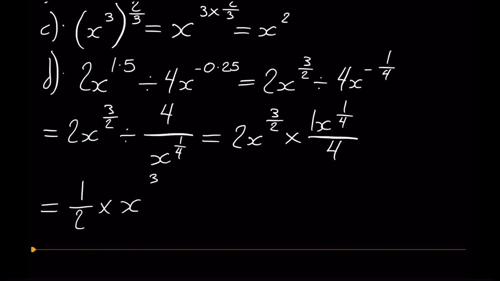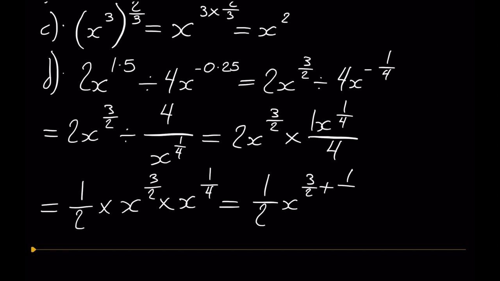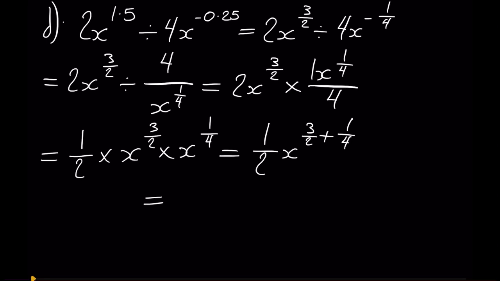So we'll get x raised to the power 3 over 2, and we can rewrite this as half x raised to the power 3 over 2 plus 1 over 4, which is equal to half x raised to the power 7 over 2.